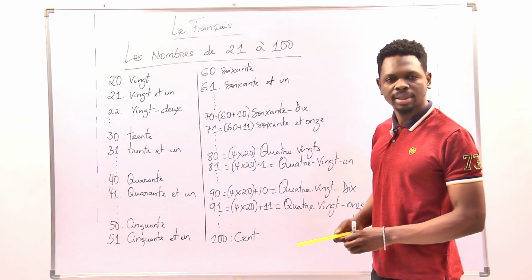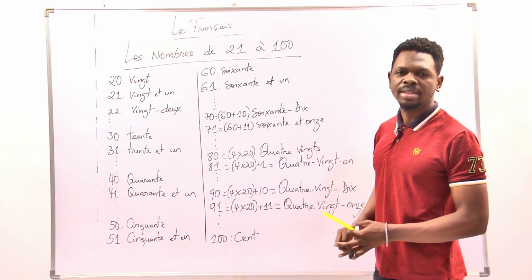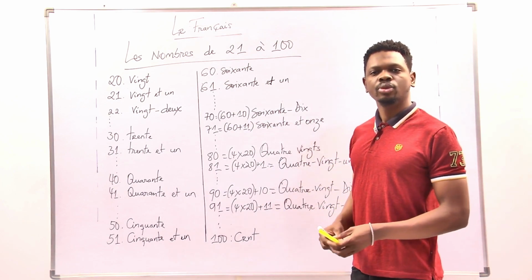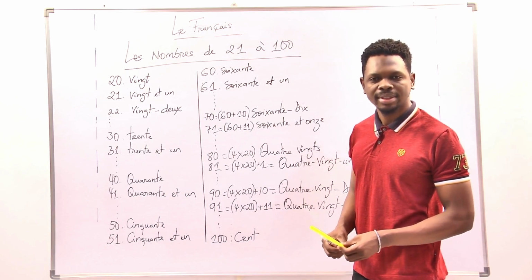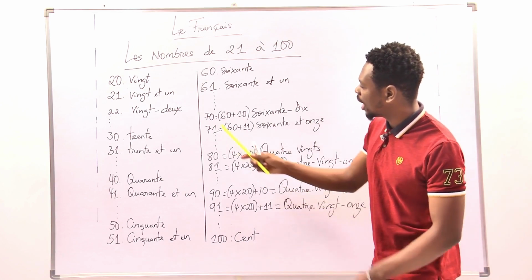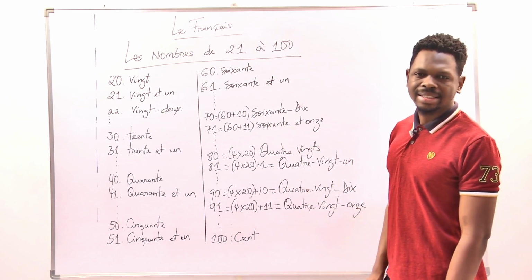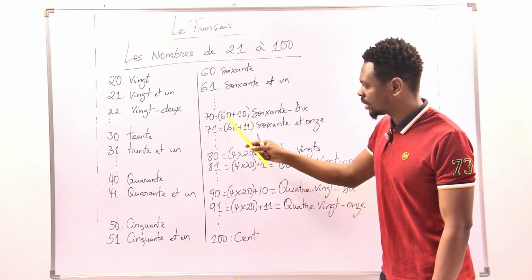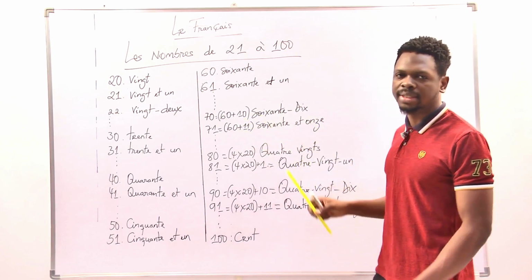60 means 60. We have 61. We continue also the same: 62, 63, 64, 65, 66, 67, 68, 69, and then we have 70. 70 is 60 plus 10. 60 is 60, 10 is 10. So we say 70.